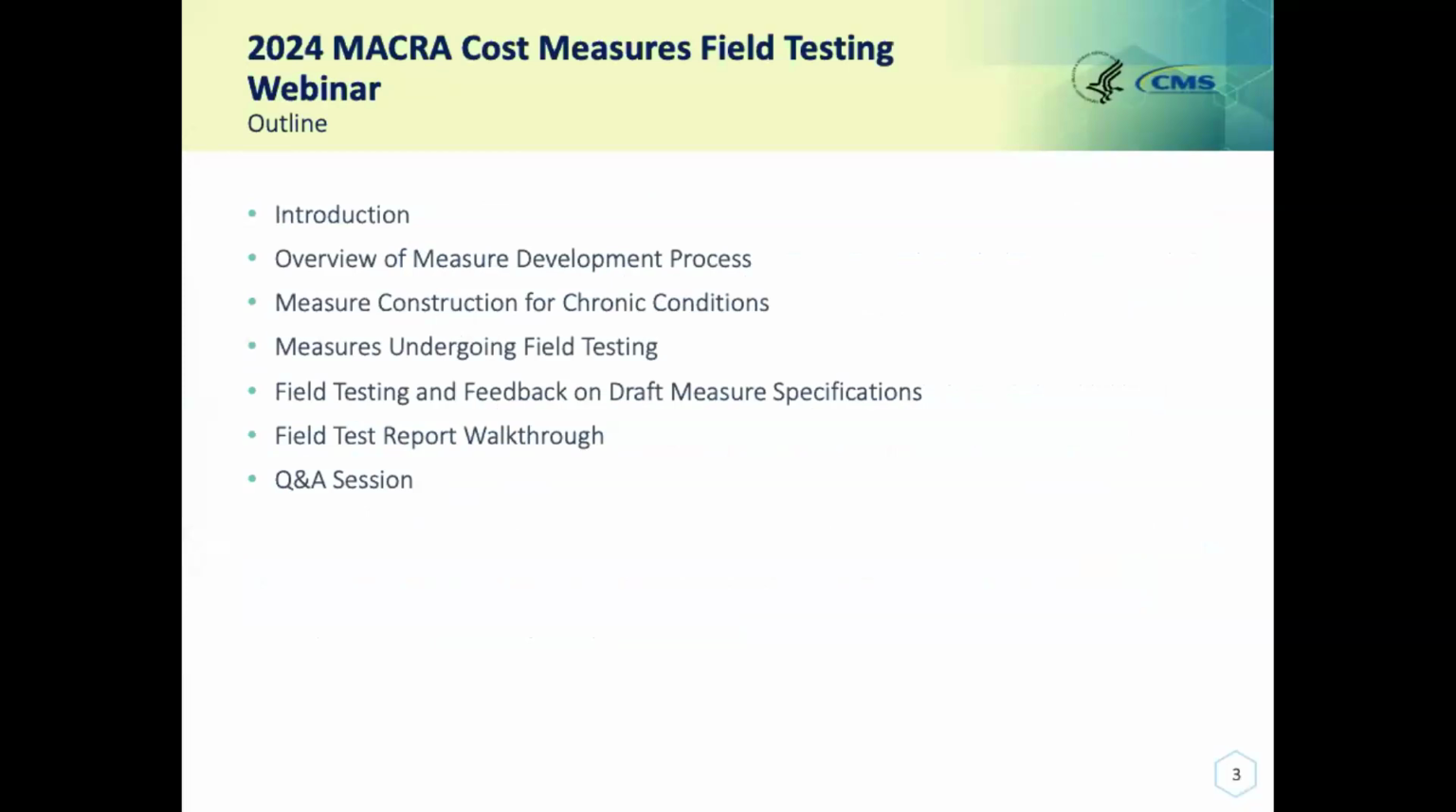Okay, so today we will provide an overview of the cost measure development process and measure construction, the two episode-based cost measures being field tested, the materials and activities that are part of this year's field testing, and then finally we'll walk through an example of the field testing report. And then at the end of the presentation, we'll have time for questions as well. Next slide, please.